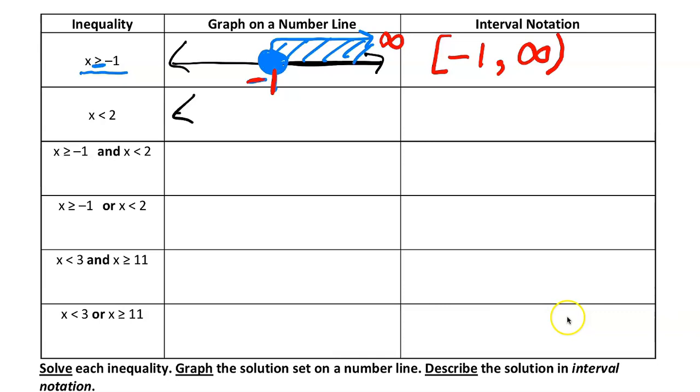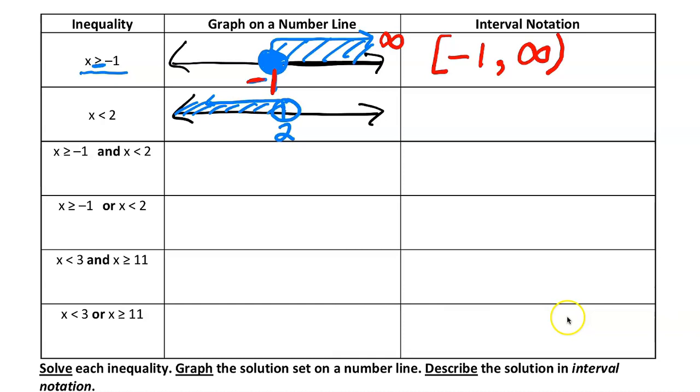We would sketch that graph. We put 2 on the number line. It's less than 2, so we're going this way and shading that part of the line. And we need an open circle at 2, since we're not equal to 2, just less than 2.